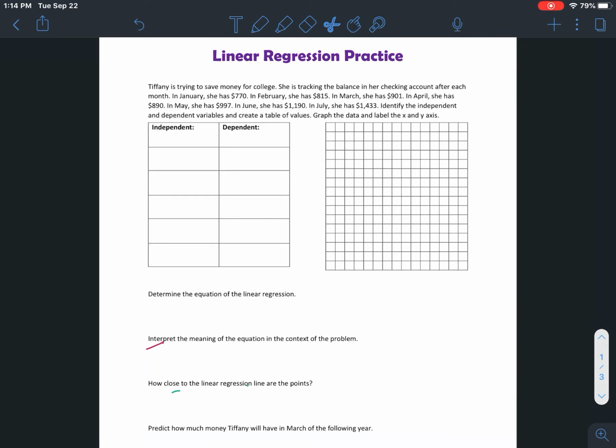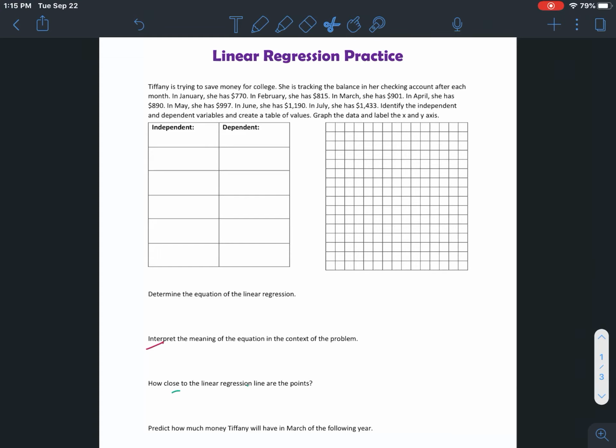For this first one, Tiffany is trying to save money for college. She's tracking the balance in her checking account after each month. In January, she had $770. In February, she had $815. In March, she had $901. In April, she had $890. In May, she had $997. June was $1,190. July was $1,433. Whew. Identify the independent and dependent variables and create a table of values.